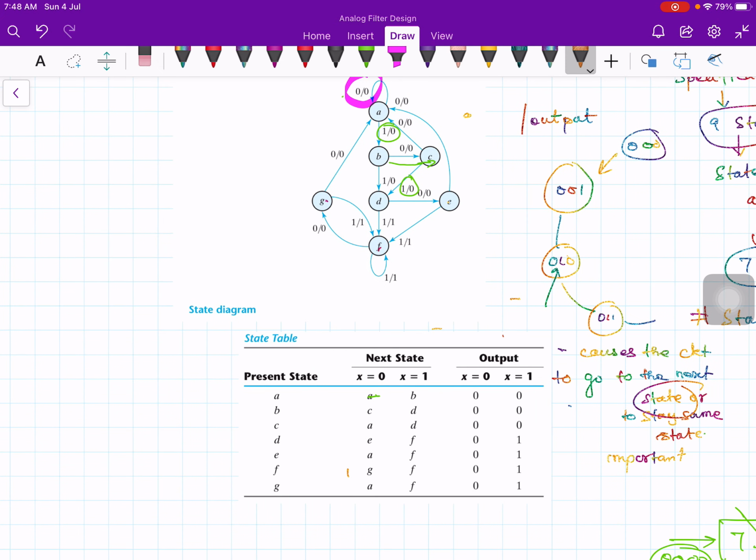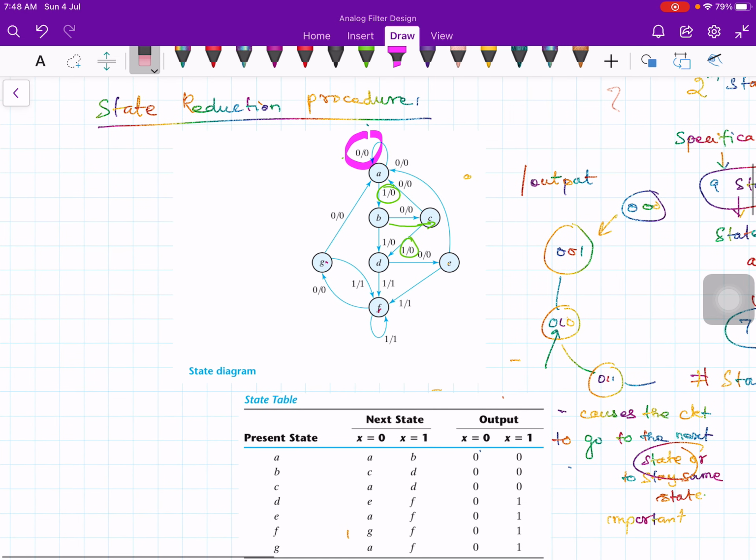Now if you take present state 0 and input 0, output is... Look at the state diagram and state table simultaneously. Instead of looking at the table, let me write it down. That would be the easiest way to understand.